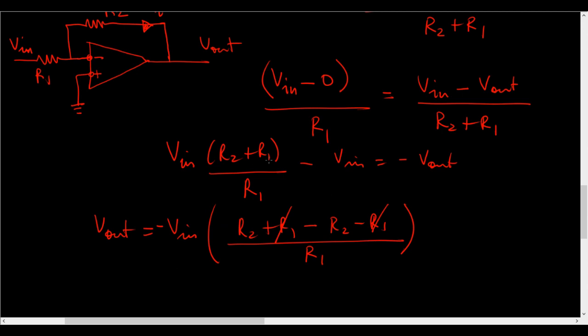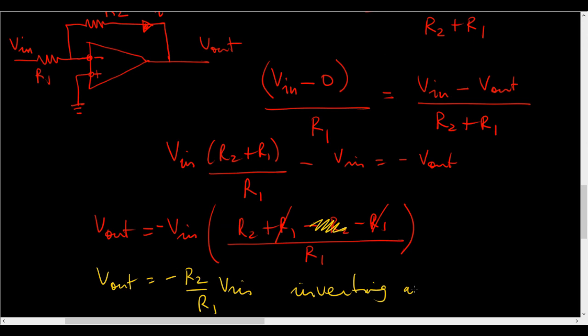This is minus R1 only, this is not there. That was the error. This is not there. Okay, so this is just R2 by R1, and so V out is equal to minus R2 by R1 into V in. This is called an inverting amplifier.